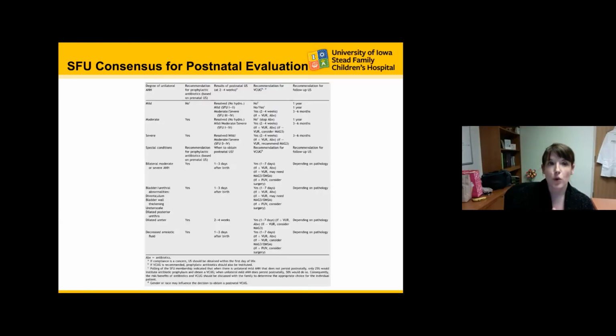Ultimately, guidelines for postnatal evaluation were also created in 2010. And as you can see, this is a really complex algorithm. At this time, they were using a mild, moderate, severe classification system for hydronephrosis postnatally, and then giving recommendations based on that. But then they also had all these other things added in. Okay, so you have moderate hydronephrosis, but you also have bladder wall thickening or a diverticulum. Well, that changes things. Then you should do X, Y, and Z.